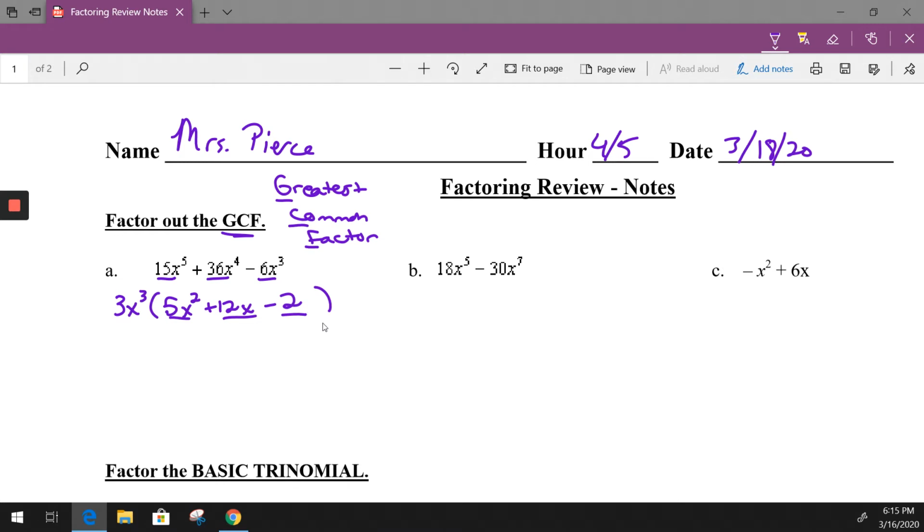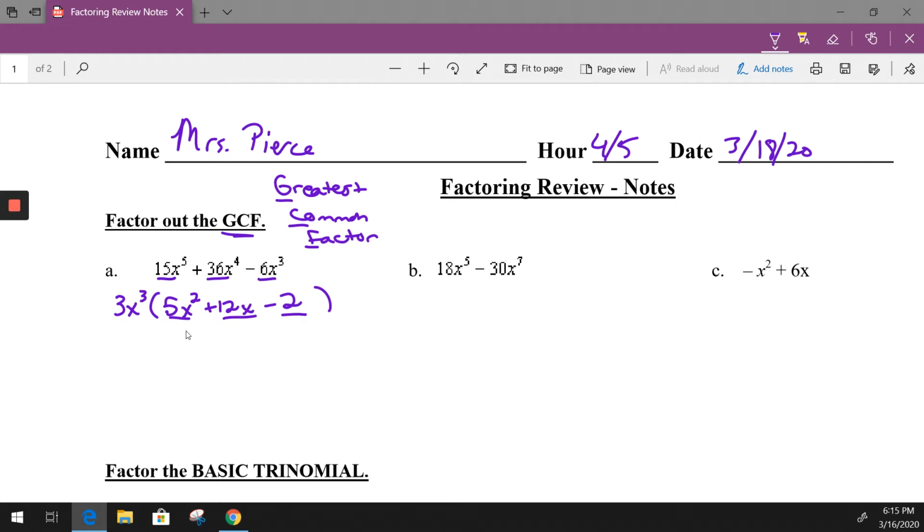Now, one trick to making sure that you've factored out the greatest common factor correctly is, number 1, if you were to multiply these terms back together, the 3x to the 3rd times 15x squared should equal the 15x to the 5th that you started with. The 3x to the 3rd times 12x would be 36x to the 4th, and the 3x to the 3rd times the negative 2 would be negative 6x to the 3rd.